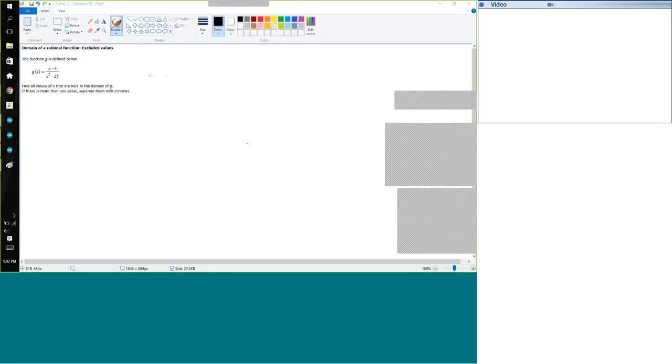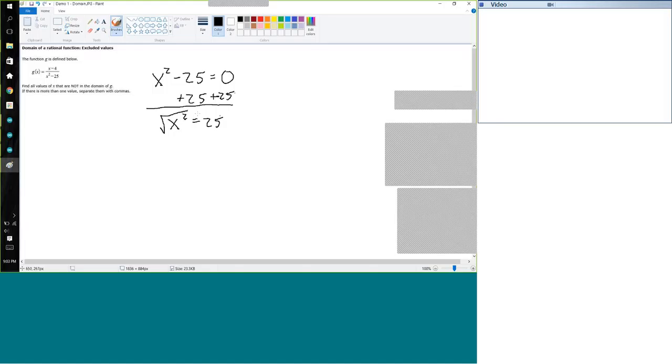And since we're primarily concerned with the denominator not being equal to 0, we're going to set the denominator equal to 0, because that's what we don't want. And we're doing math, so we do the opposite. Since we have x squared minus 25 is equal to 0, we're going to move that 25 to the other side. We get x squared equals 25.